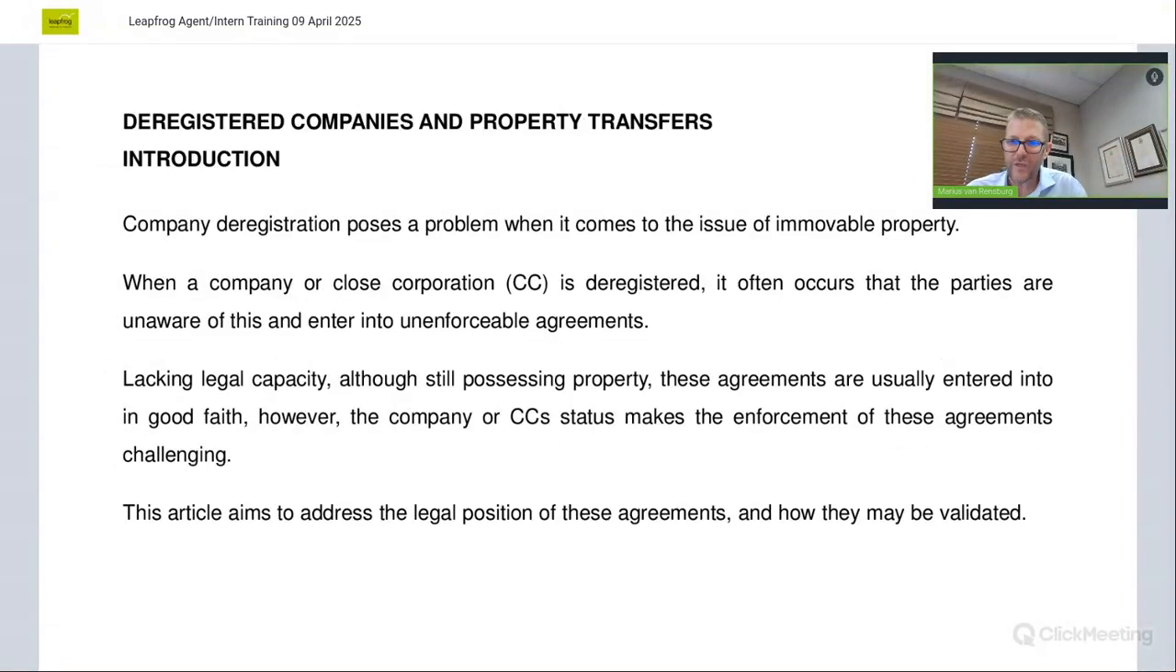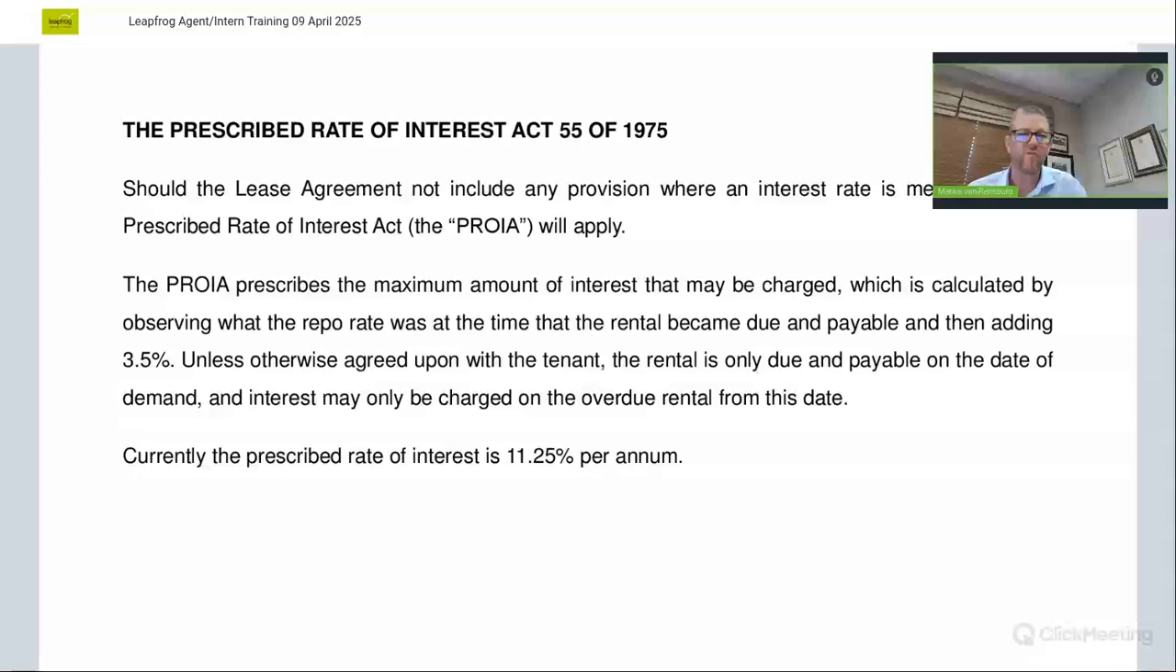And again, when we're talking about interpretation, we must go and look at the lease agreement, see what the lease agreement actually says, to try and make a determination. The other factor we must look at in terms of interest rates is the Prescribed Rates of Interest Act. So people don't know that there's this piece of legislation, and they don't even know it exists.